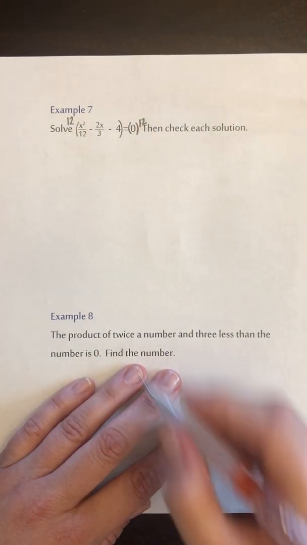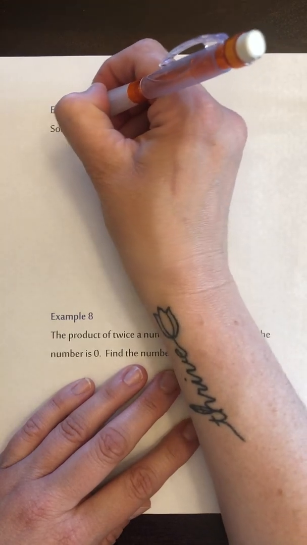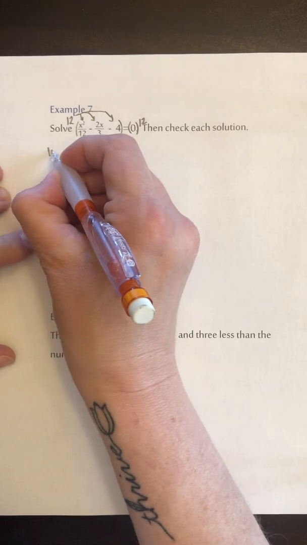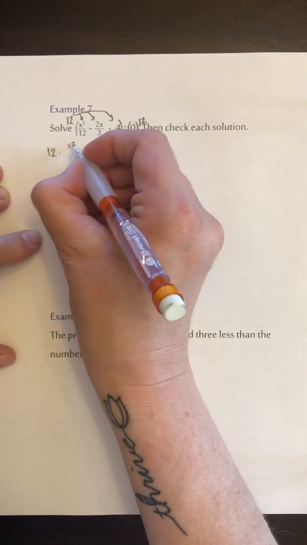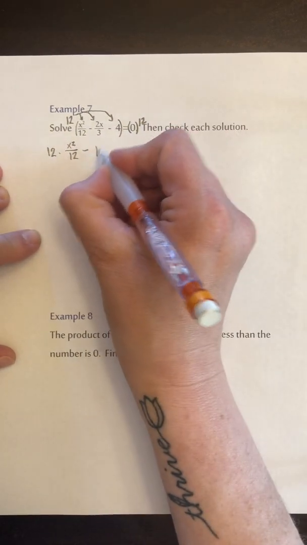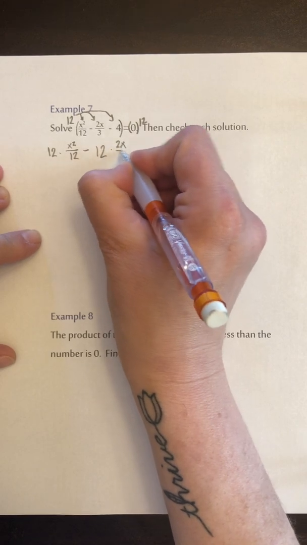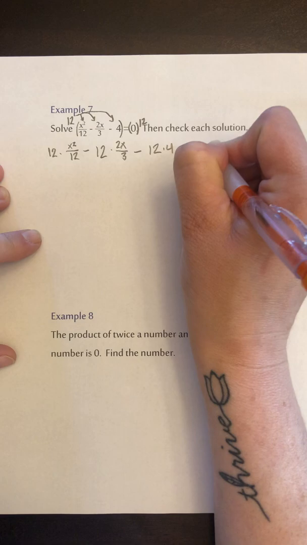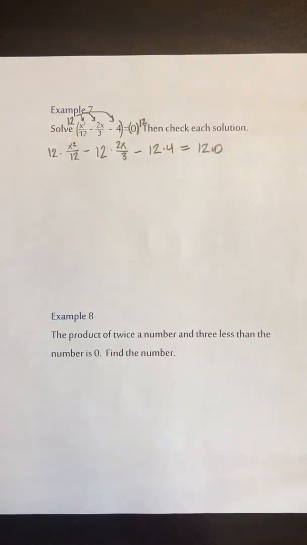Now on the left side, that means that I have to do the distributive property. So I'm going to show my work here. I'm going to do 12 times x squared over 12 minus 12 times 2x over 3 minus 12 times 4. And on the other side, I have 12 times 0.